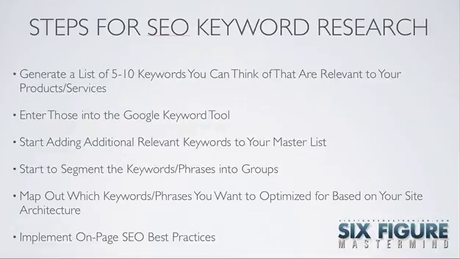And what I mean by that is, say you sell insurance, but you sell all different types of insurance. You sell health insurance, you sell life insurance, auto insurance. You want to have a page devoted to each type of insurance so that you can optimize it for those particular keywords that people are searching for. And you want to implement it on your website doing on-page SEO best practices.